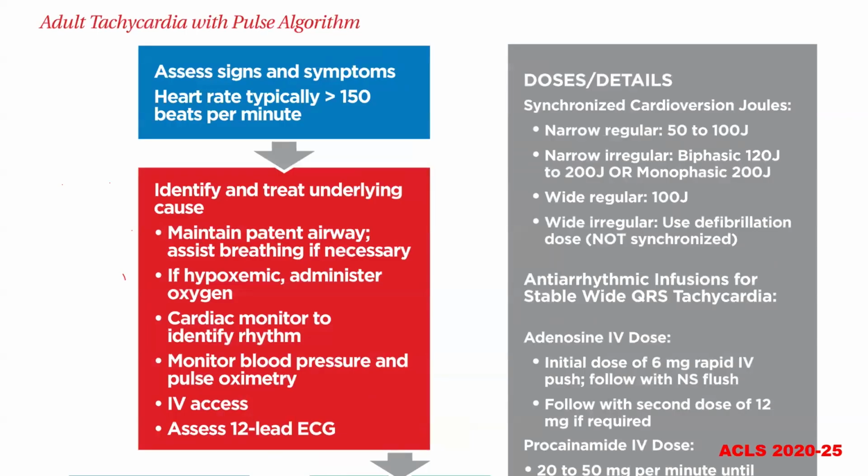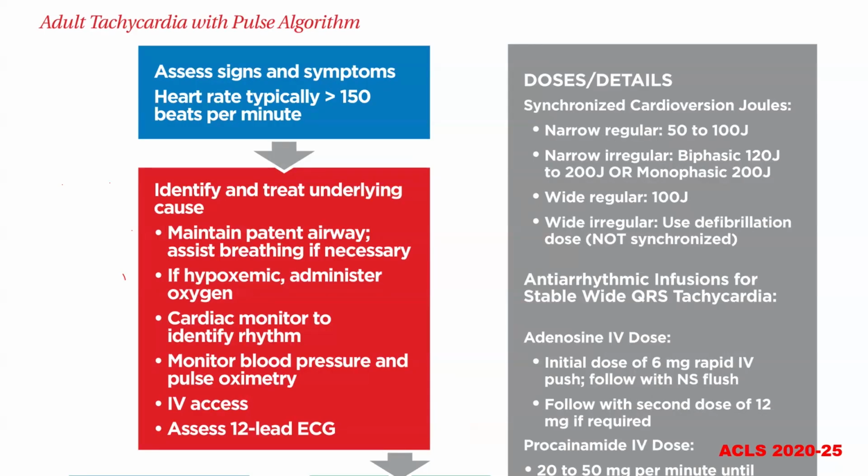So how do you approach adult tachycardia? Number one, assess signs and symptoms. The heart rate is more than 150 beats per minute. Identify and treat the underlying cause. Start with the airway. Assess breathing. If there is hypoxemia, give oxygen. Cardiac monitor to identify the rhythm. What is the cause? Whether it is AFib, atrial flutter, sinus tachycardia, or SVT.